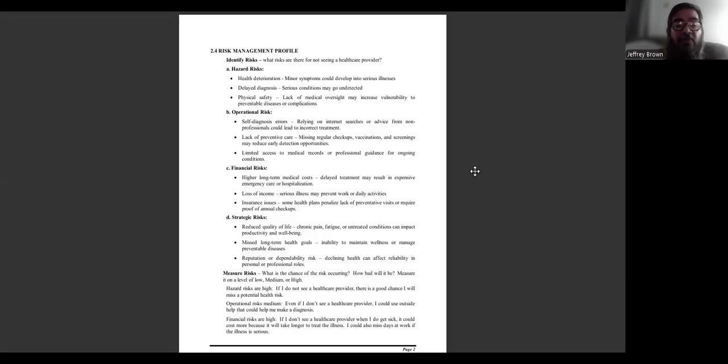So, some strategic risk are reduced quality of life, as in chronic pain, fatigue, or untreated conditions can impact productivity and well-being, missed long-term health goals, and reputation or dependability risk. Declining health can affect reliability in personal or professional roles.